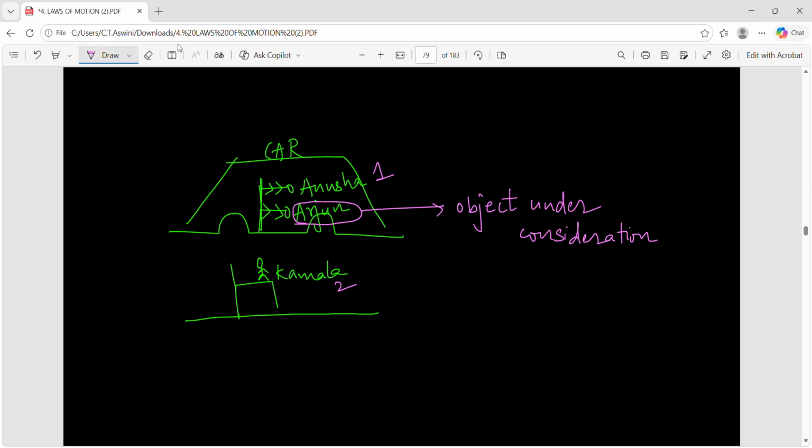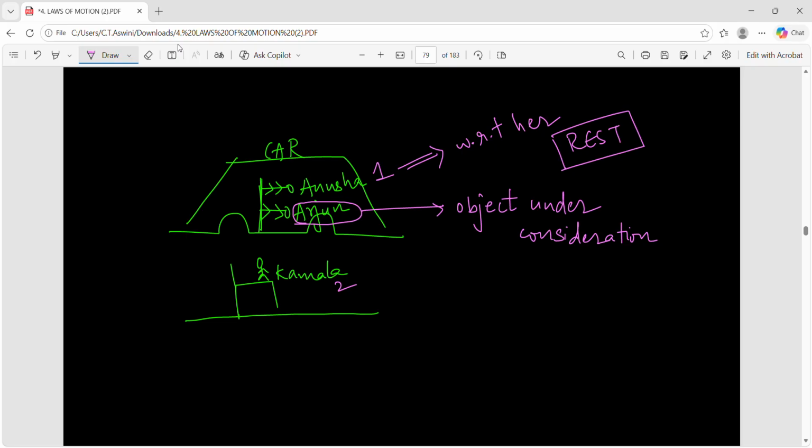Now it's very easy, very clear that with respect to Anusha, what is the state of Arjun? With respect to her, Arjun is in rest state, right? Because there is no change in position of Arjun with respect to Anusha. What does it mean? It means Arjun is in rest condition. That means with respect to the observer Anusha, Arjun is in rest.